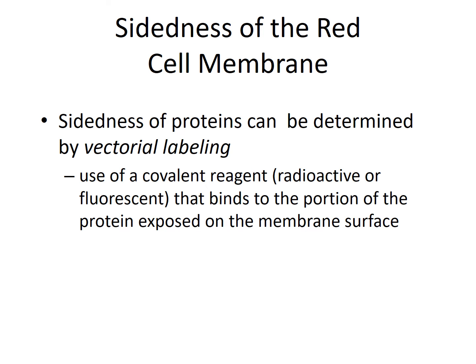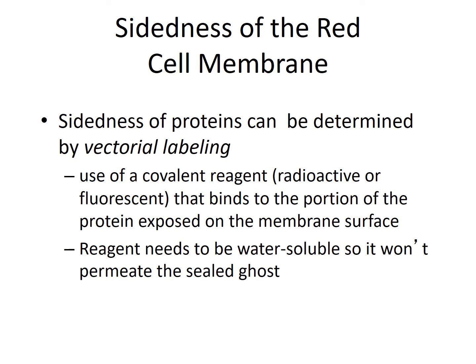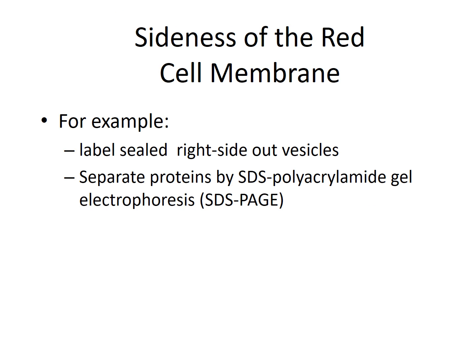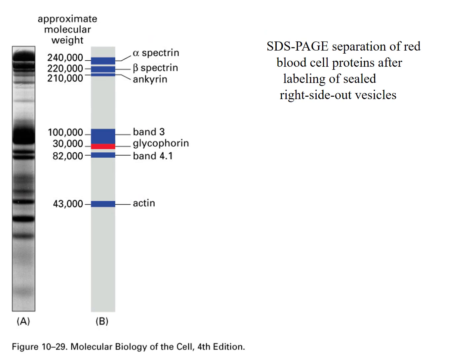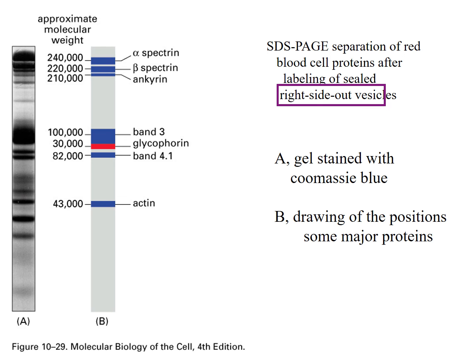So you label with some type of fluorescent or radioactive label. We talked about I-125 and lactoperoxidase. Whatever you're labeling has to be water soluble so it won't go back through the cell. So you can label the right side out vesicles and then run an SDS-PAGE and see what proteins are on the outside. Okay, and this just shows the separation after the sealing of the right side out vesicles, and it's stained with Coomassie blue, and it's the drawings here.